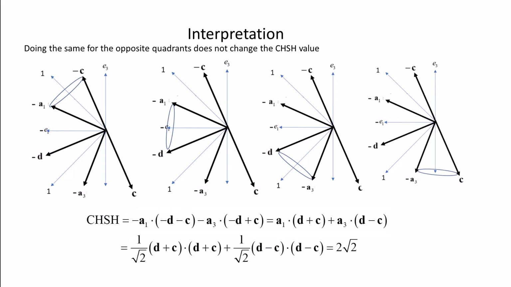Any pi over 4 wedge gives the same result, each contributing a cosine of pi over 4 and a value of 1 over root 2 for each. In the CHSH expression, changing the opposite quadrants give the same results. Let's go through the different positions slowly.